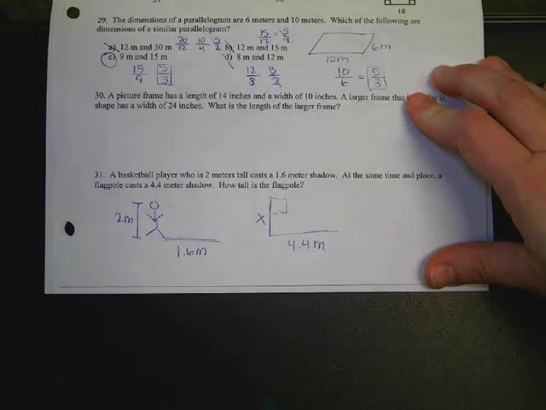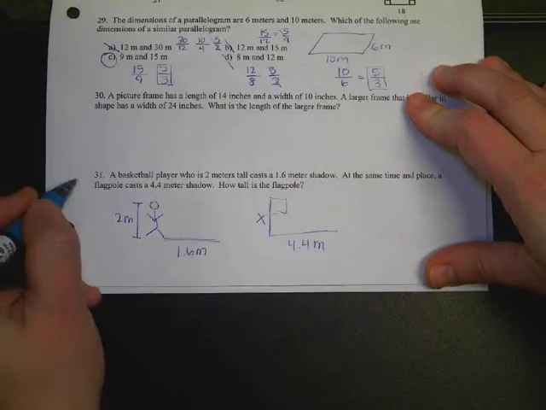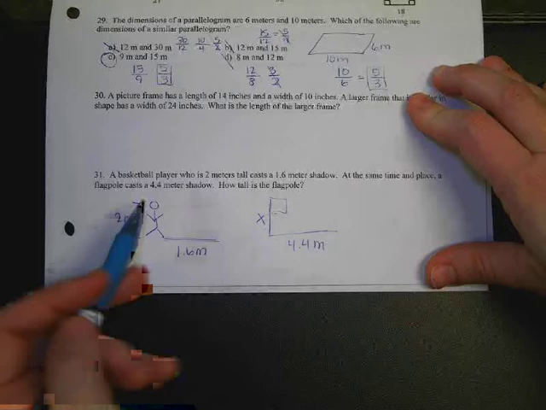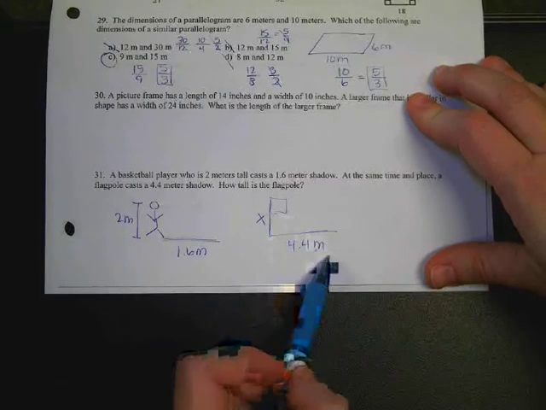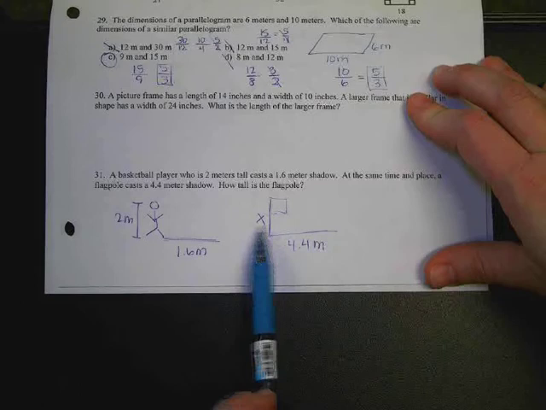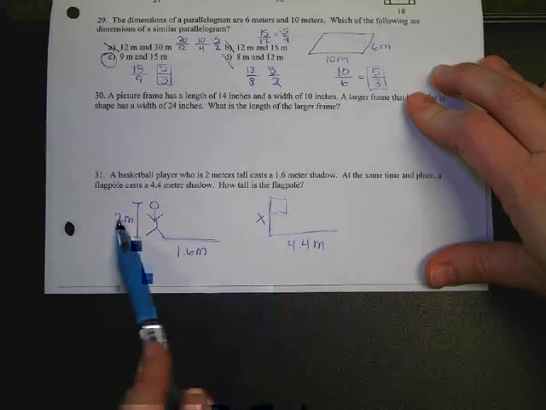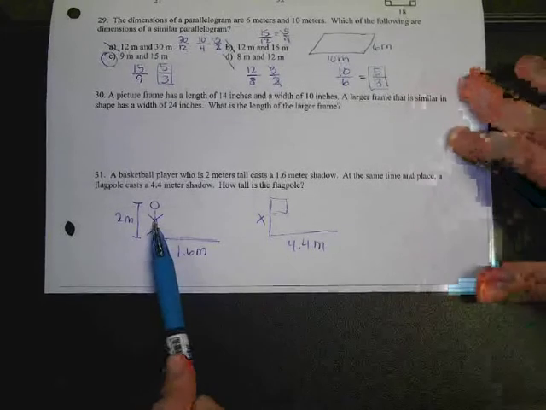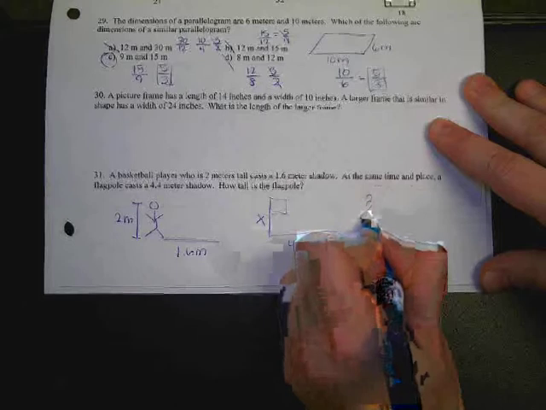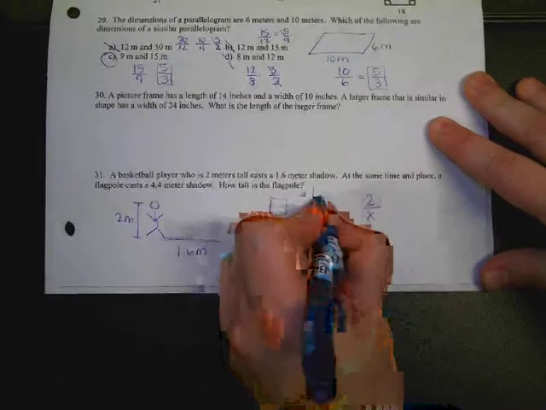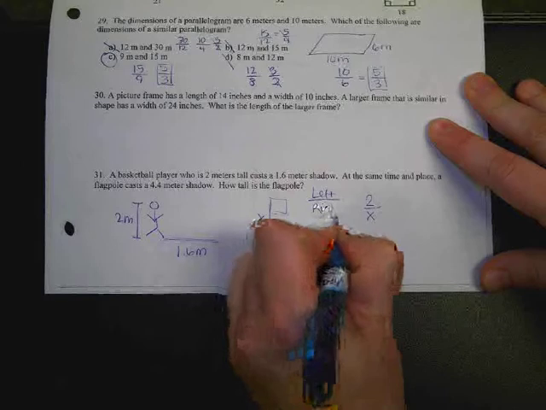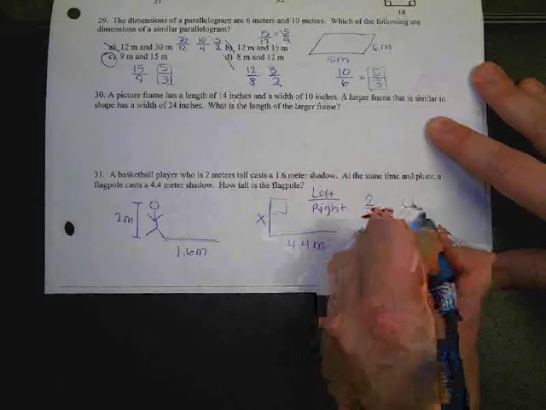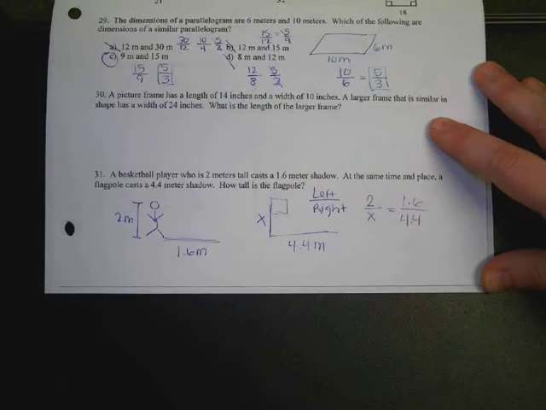Well, here's the deal. These should be similar in order for the sun to be casting the same shadow at the same time in the same area. So let's come up with a proportion. We could do left over right and left over right. So let's start with the height of your person, your basketball player, and your flagpole. So that would be left over right would be 2 over x. And that should be equal to left over right of the shadows, which would be 1.6 over 4.4.